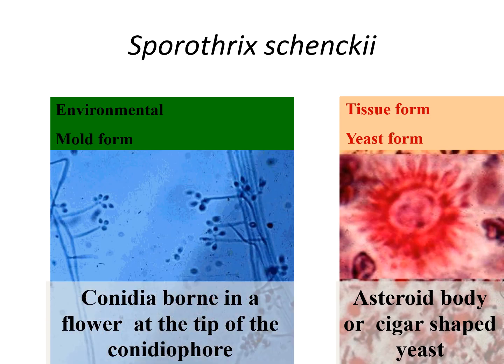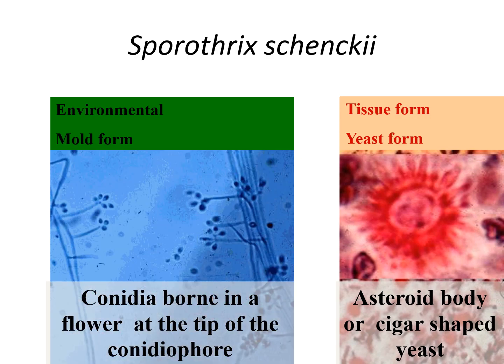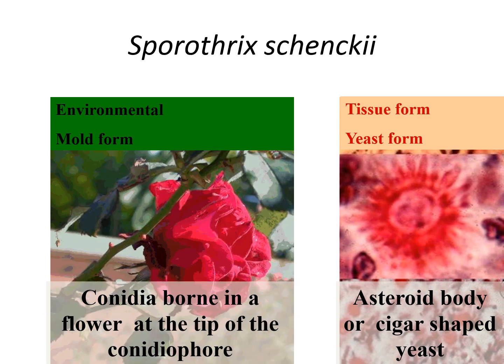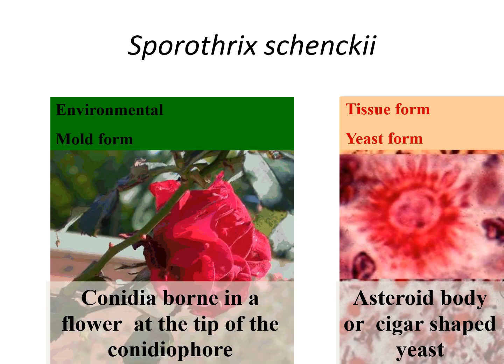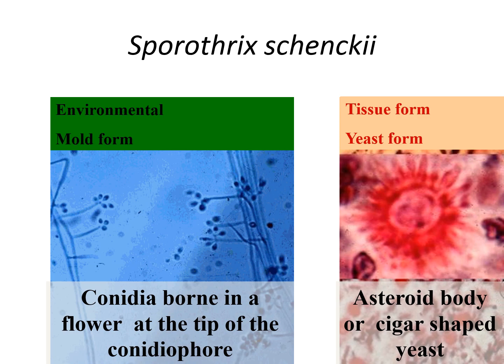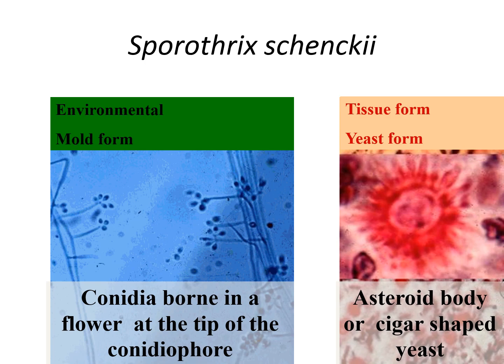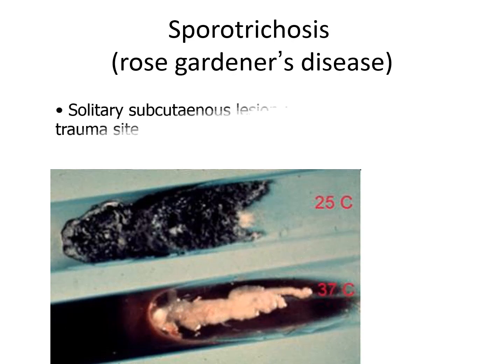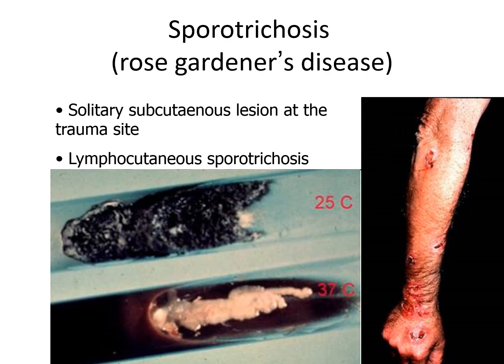Asteroid body you can see as a star-like inclusion, which can be seen within a multinucleated giant cell. This is an asteroid body. As we said, it is called rose gardener's disease. It can be a solitary subcutaneous lesion at the trauma site, or it can be lymphocutaneous.